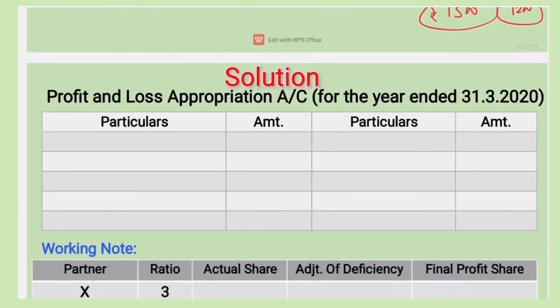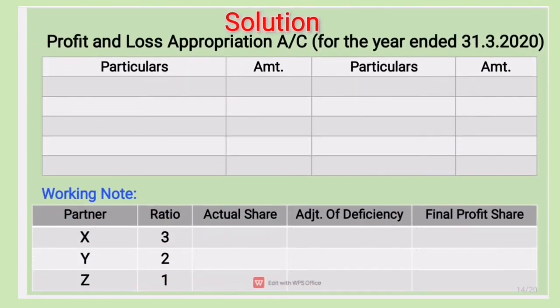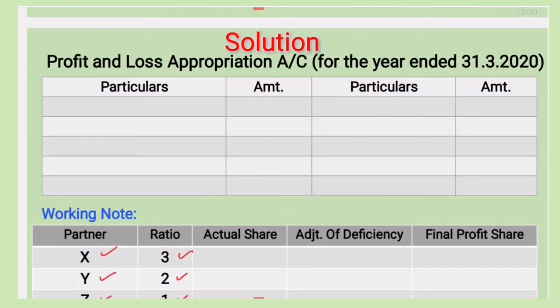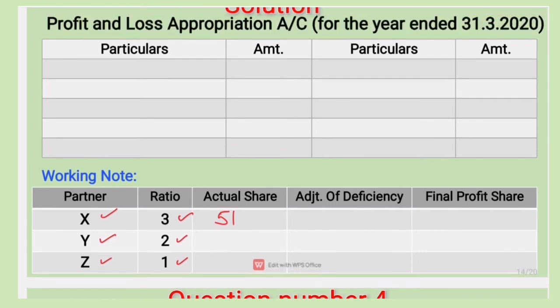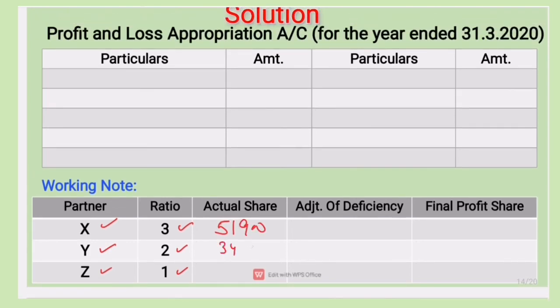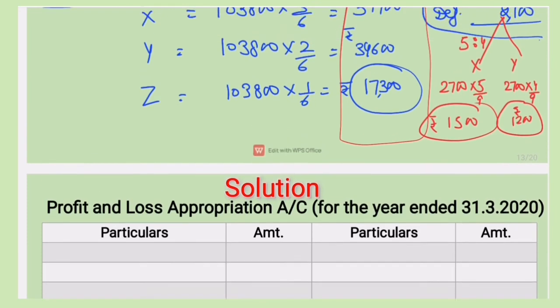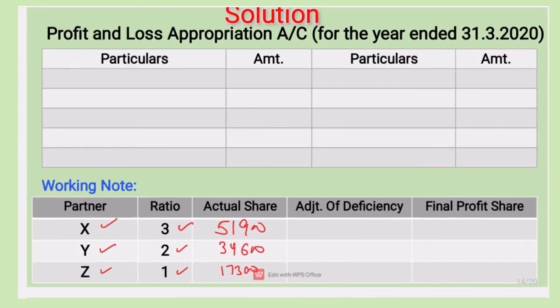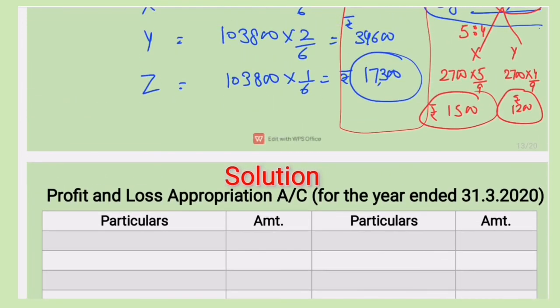So let's see it in the form of the solution. First of all, we'll write the working note. We have three partners X, Y and Z. The ratio is 3:1. Just now we calculated actual share of profits. These ones 51,900, 34,600 and for Z it is 17,300. Then we found out the amount of deficiency also, that is 2,700, and that deficiency will be covered up by X and Y in the ratio of 5:4. That is, will cover rupees 1,500 from X and 1,200 from Y.